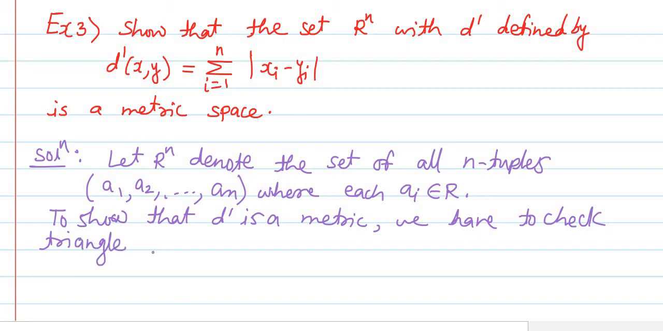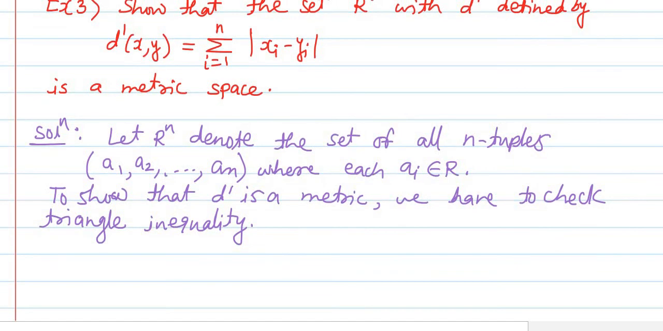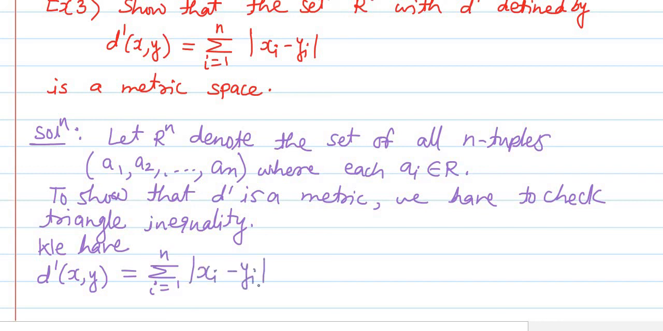Means whether it is satisfied or not. Okay, triangle inequality. So we'll check the triangle inequality, and for checking the triangle inequality, we'll proceed here. So we have d dash of x comma y equal to, use the definition of d dash. So it is equal to summation over i equal to 1 to n mod of xi minus yi.